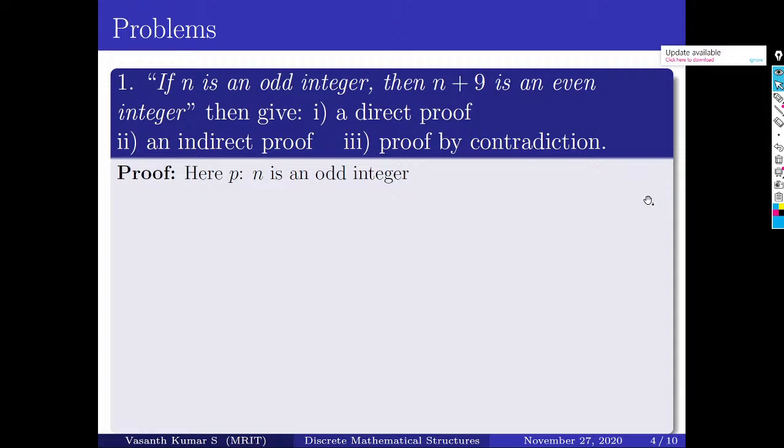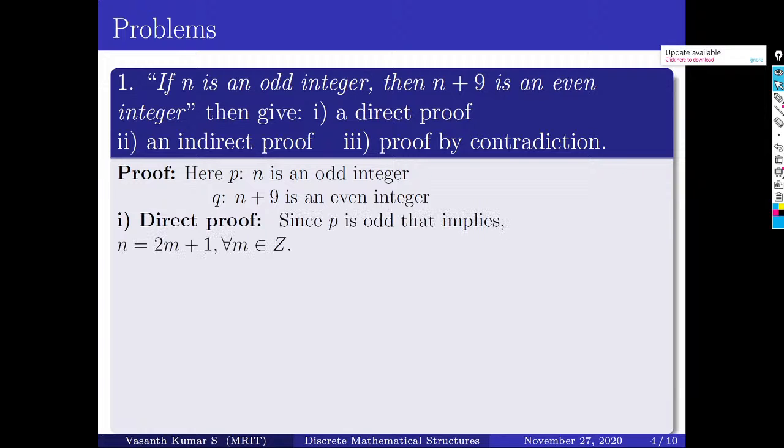Here P is: n is an odd integer. Q is: n plus 9 is an even integer. Now if we go for finding a direct proof, since P is odd, that implies we should consider the number as an odd number.